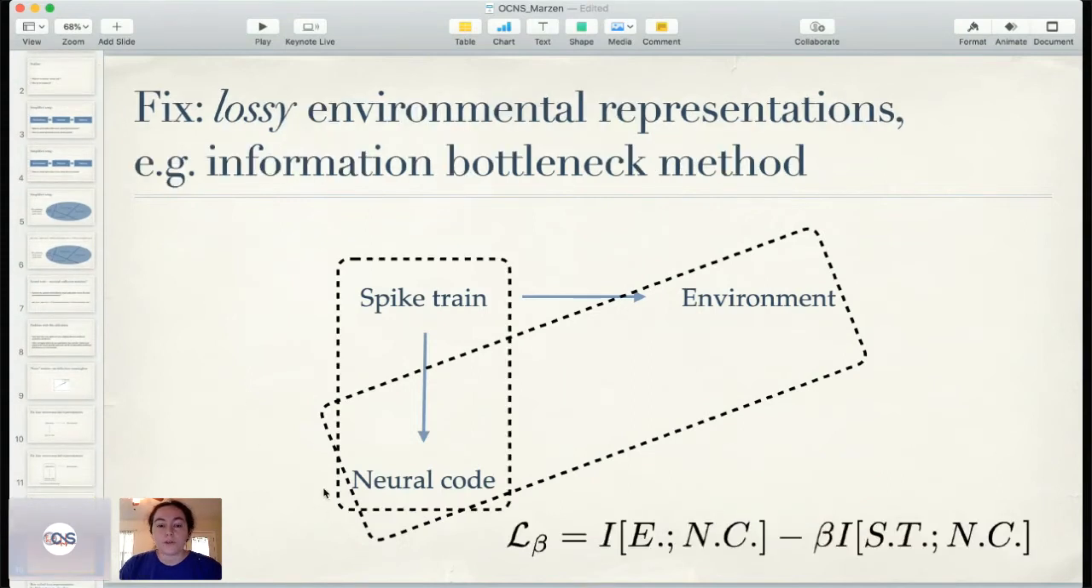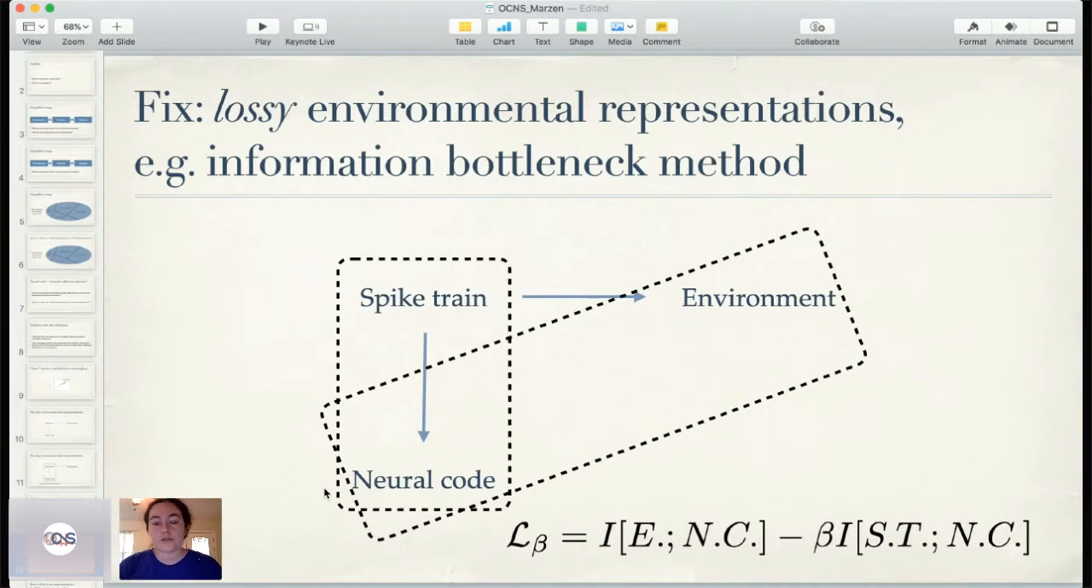Because in order for the neural code to retain information about the environment, so that it is actually saying something about what the environment is doing, which is what you want the neural code to do, you have to retain information about the spike train. But you have explicitly said that you don't want to retain information about the spike train. So you end up with a non-trivial solution. And this is called the information bottleneck method.